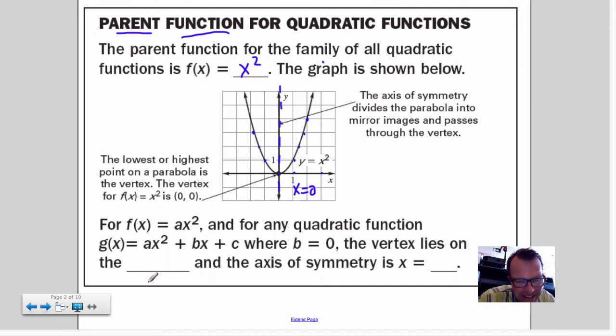And for f of x equal to ax squared, for any quadratic function g of x where b is 0, the vertex lies on the y-axis. So again, it's nice, in standard form, when b goes to 0, things get a little easier. The vertex is always on the axis of symmetry. And the axis of symmetry in this case would be x equal to 0. Let's move on.